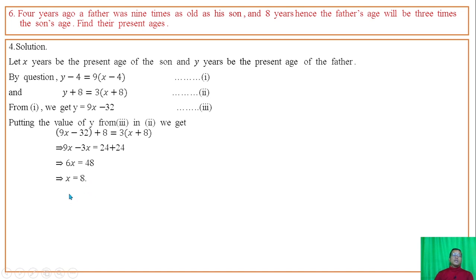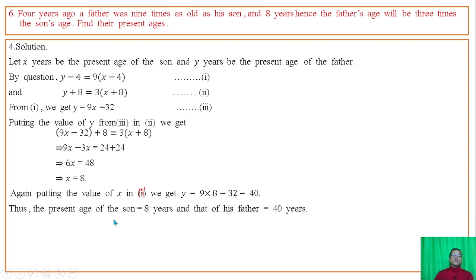The present age of the son is 8. Putting the value of x in equation 1, we get y equal to 9 into 8 minus 32, which is 72 minus 32, that is 40. Thus, the present age of the son is 8 years and that of his father is 40 years.